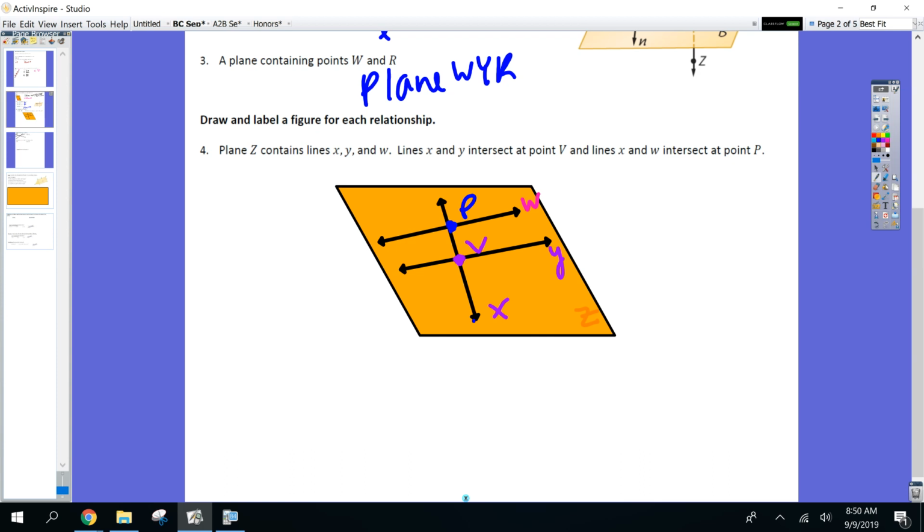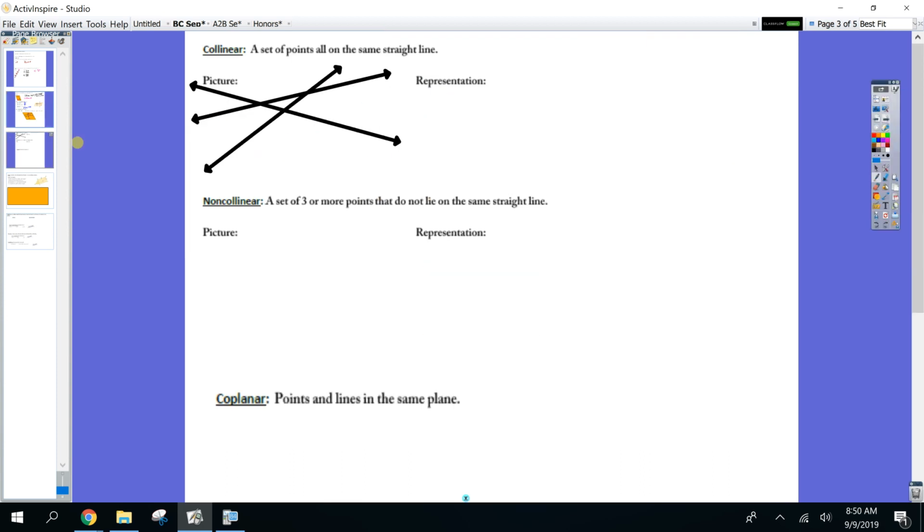Anything going? How do you guys feel? Points, lines, and planes, because I'm going on to new vocab. Anything? All right, moving on. Wipe. Everyone see it? Okay, never mind. You'll get there.